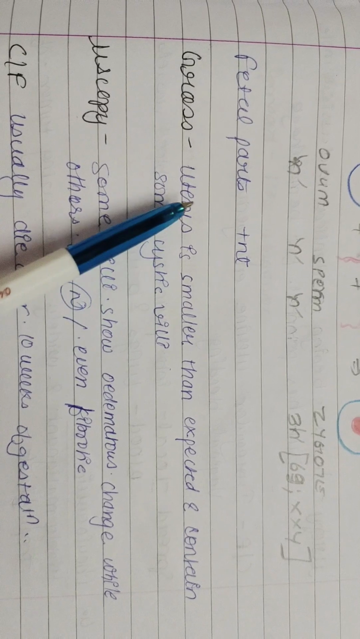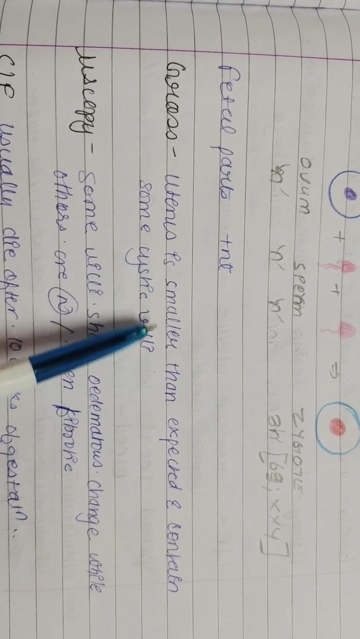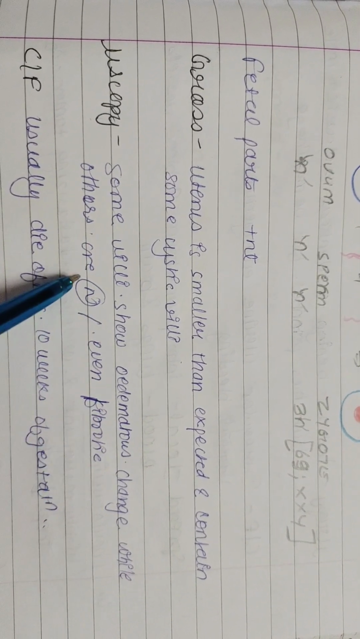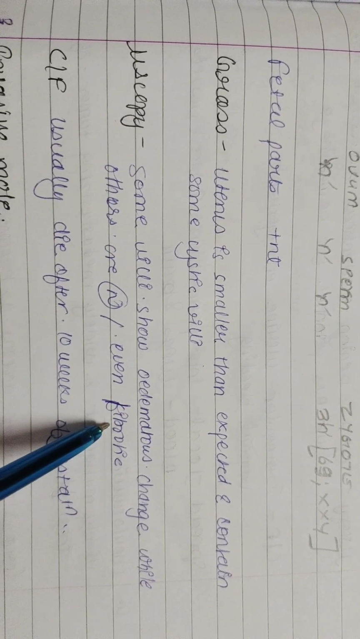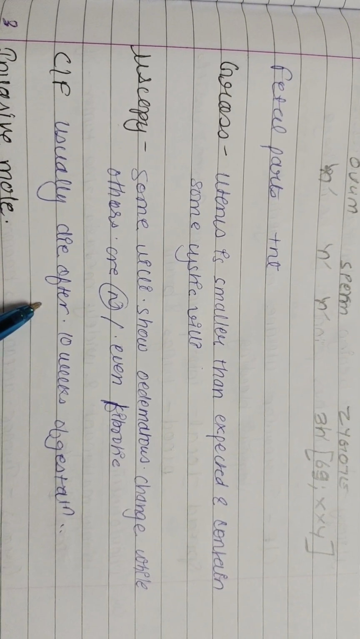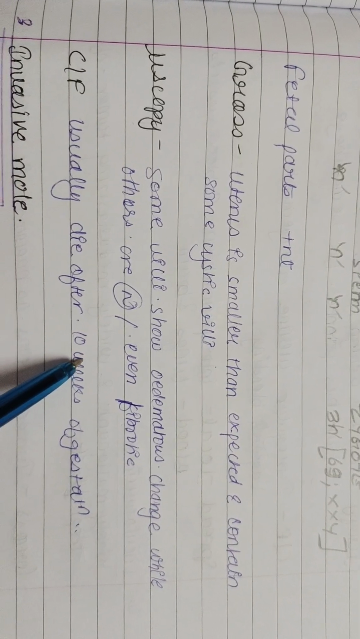So the gross finding is a uterus smaller than expected that contains some cystic villi. Microscopically, some villi show edematous change while others are normal or even fibrotic. Clinical features are that the fetus usually dies after 10 weeks of gestation. It could not complete the pregnancy.